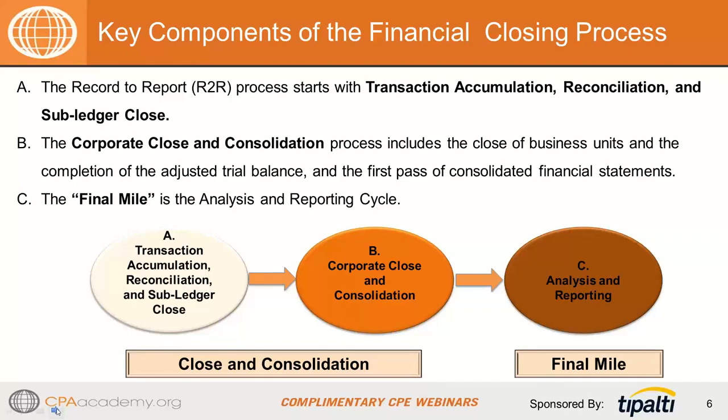And we take a look at the first pass of consolidated financial statements, and that is part B. And part C is the final mile, and that's where we're looking at the analysis and reporting cycle for our companies.